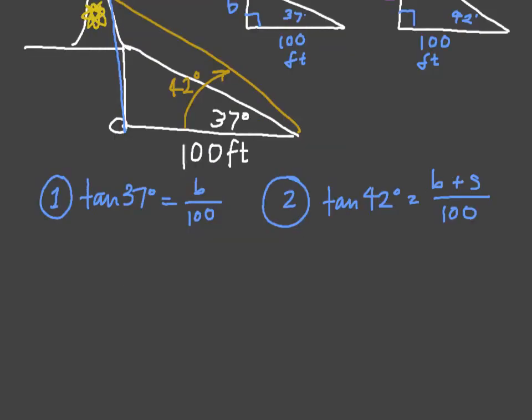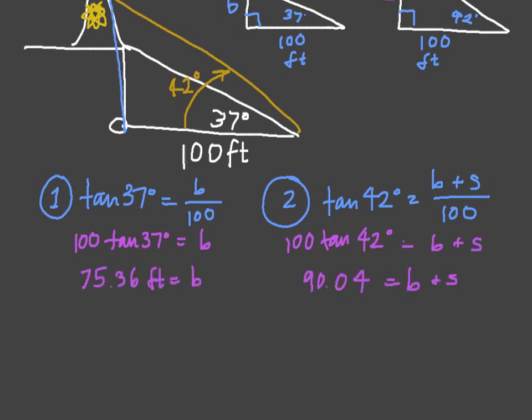So on our first triangle's equation, if we want to solve for B, the height of the building, all we need to do is multiply both sides by 100. Get that 100 out of the denominator. So 100 times the tangent of 37 degrees is the height of the building. And we can do the same thing on this other triangle's equation. 100 times tangent of 42 degrees is the height of the building plus the height of the smokestack.